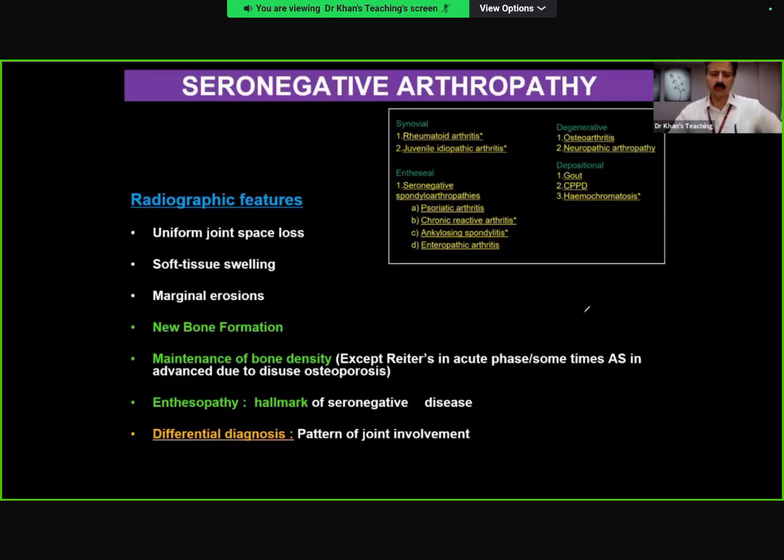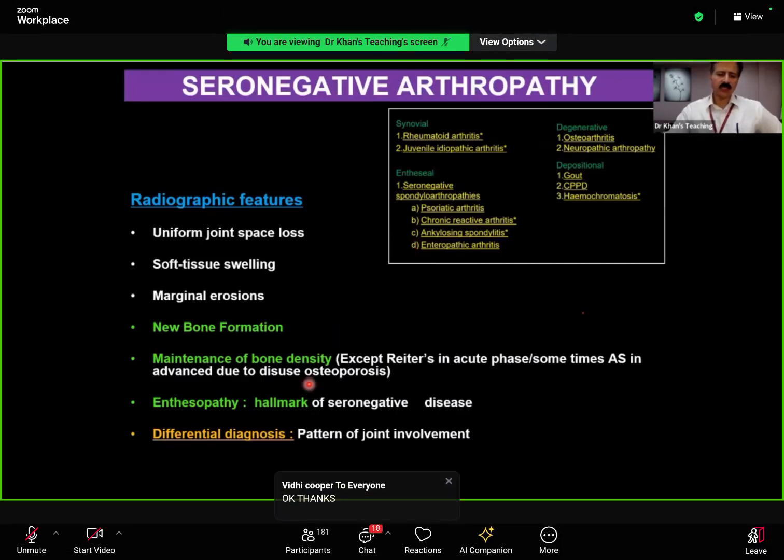Basically, let me give you the overview for the exam as far as seronegative arthropathy is concerned. You remember the list includes psoriasis, CRA, ankylosing spondylitis, and IBD, etc. The hallmark of seronegative arthropathy is enthesopathy. This is a take-home point. What does that mean, enthesopathy?